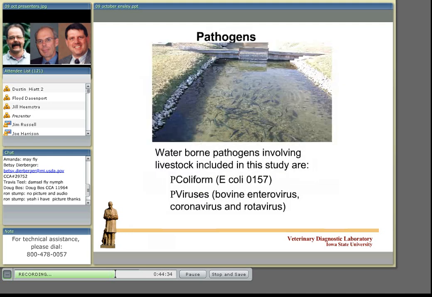The ones that we were interested in were coliforms, because that's the method EPA recommends to try to look at bacterial contamination in water. And then as part of that study, we also tried to look for the E. coli 0157H7, to see the presence of that particular bacteria in the coliform population. We also looked at some bovine viruses, enterovirus, coronavirus, and rotavirus in the water as well, to see their presence.